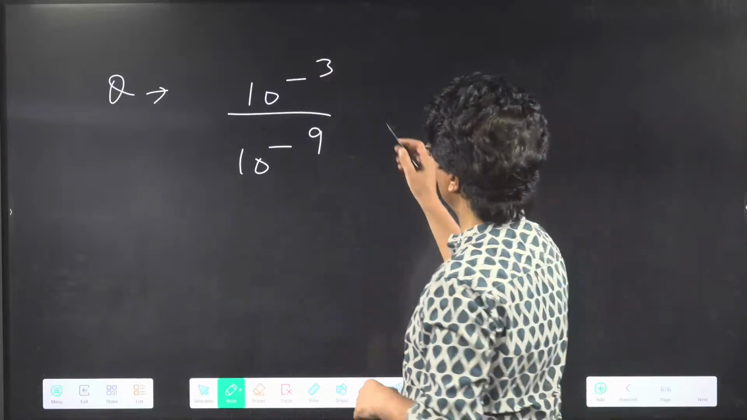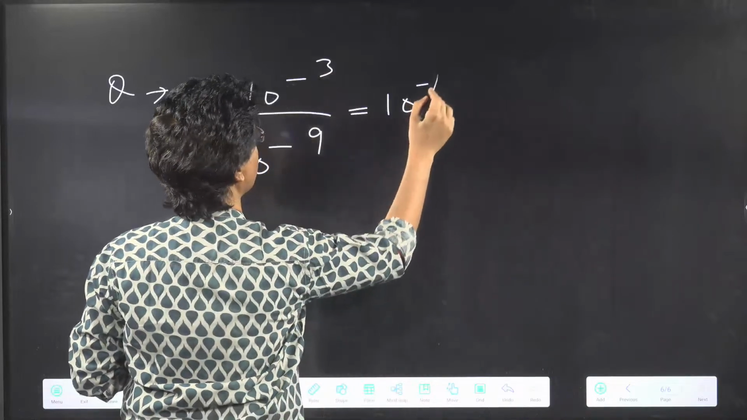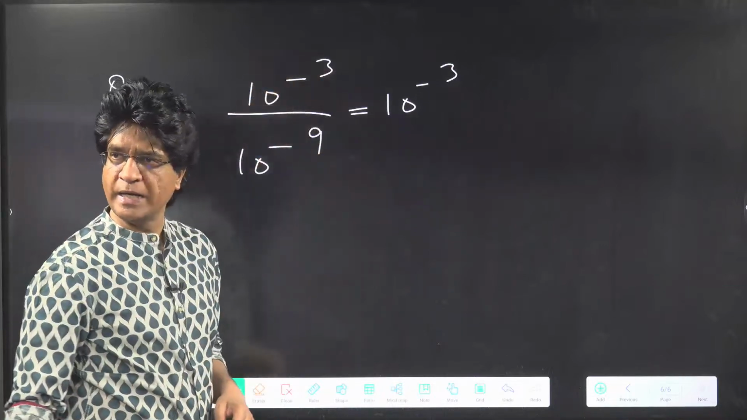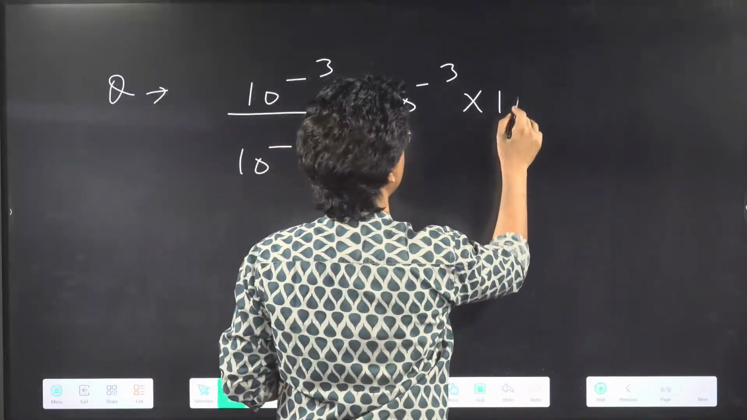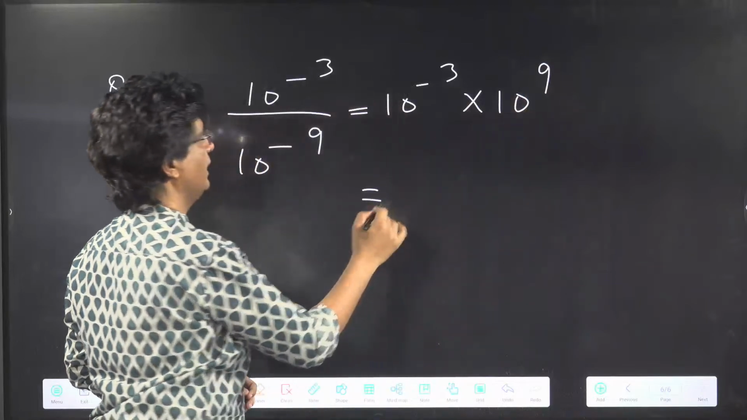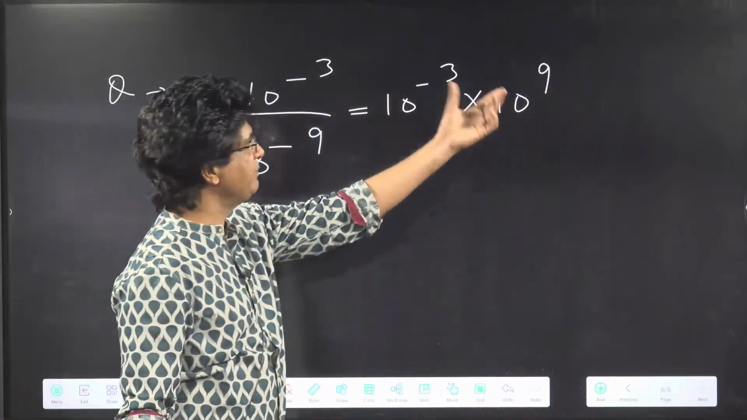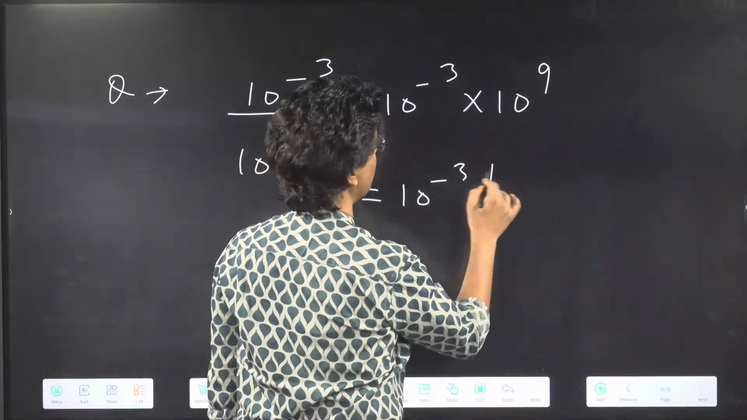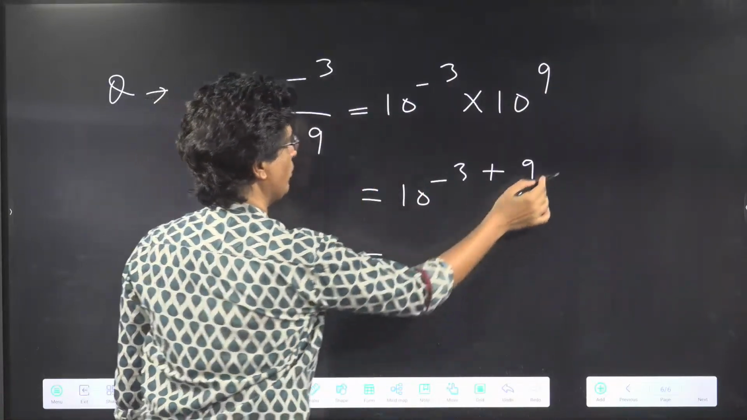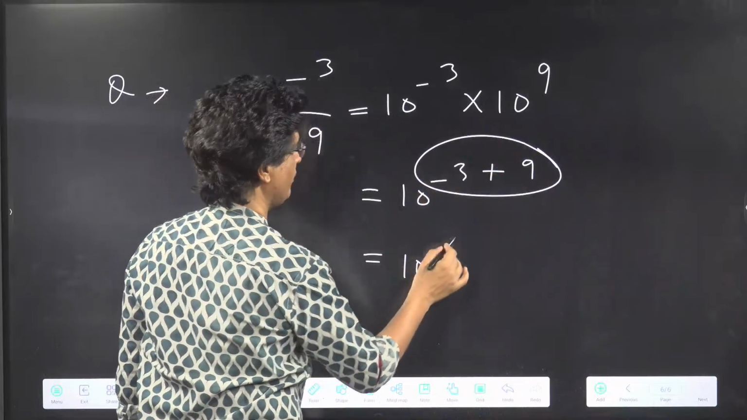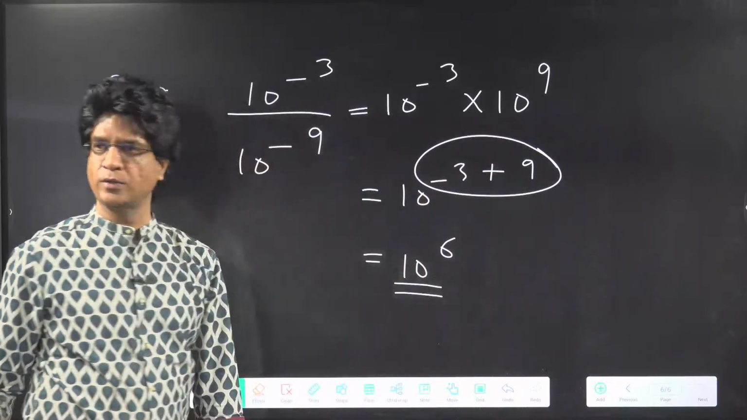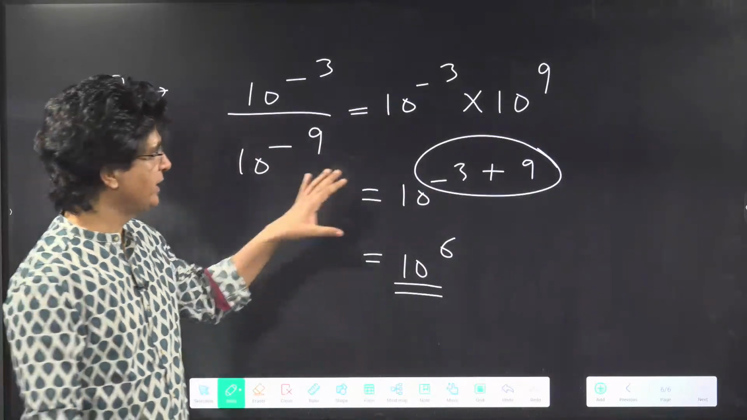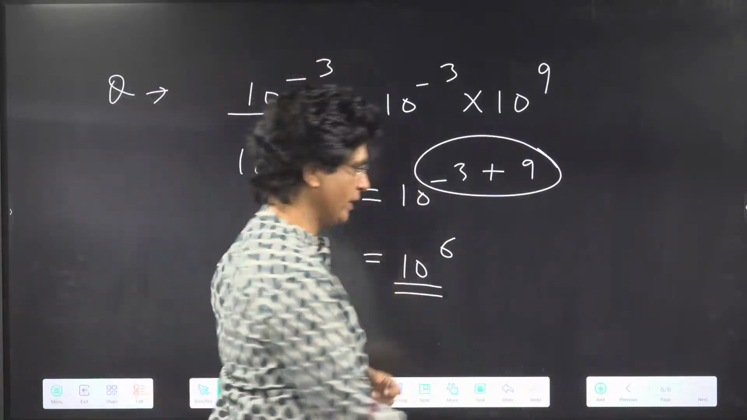See, so again, this is 10 to power of minus 3. Can I take this 10 to power of minus 9 up? Once I take it up, this becomes 10 to power of 9. And now since the base is same, the powers can be added. This will be 10 to power of minus 3 plus 9. So this will be 10 to power of 6. Yes or no? First work on these basic aspects, then you will understand multiple things.